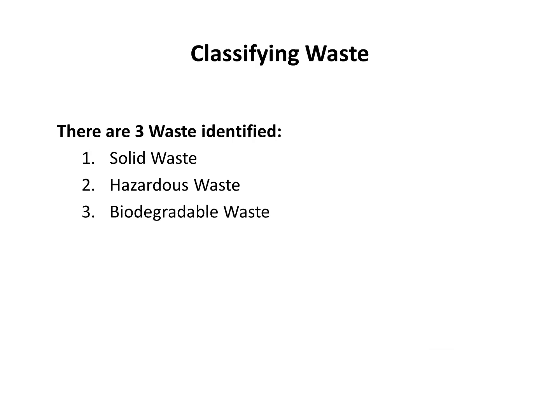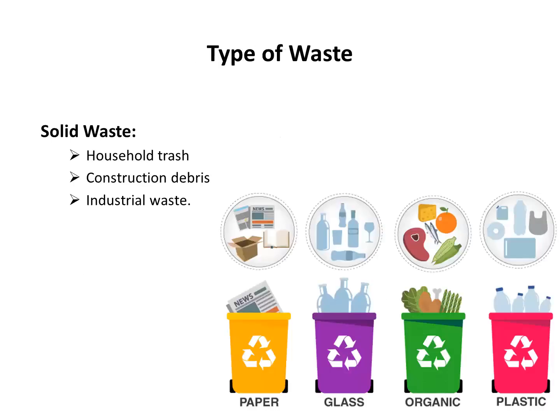Now we will classify the waste, and we are still continuing with the terminology. There are three types of waste identified: solid waste, hazardous waste, and biodegradable waste. Solid waste is based on household trash, construction debris, and industrial waste. These terminologies are a little different from the ones we have already discussed. Now we are classifying according to the presentation of the trash. This waste is solid, as we can all understand, and now we have classified all these three. And the disposal of these is also different.